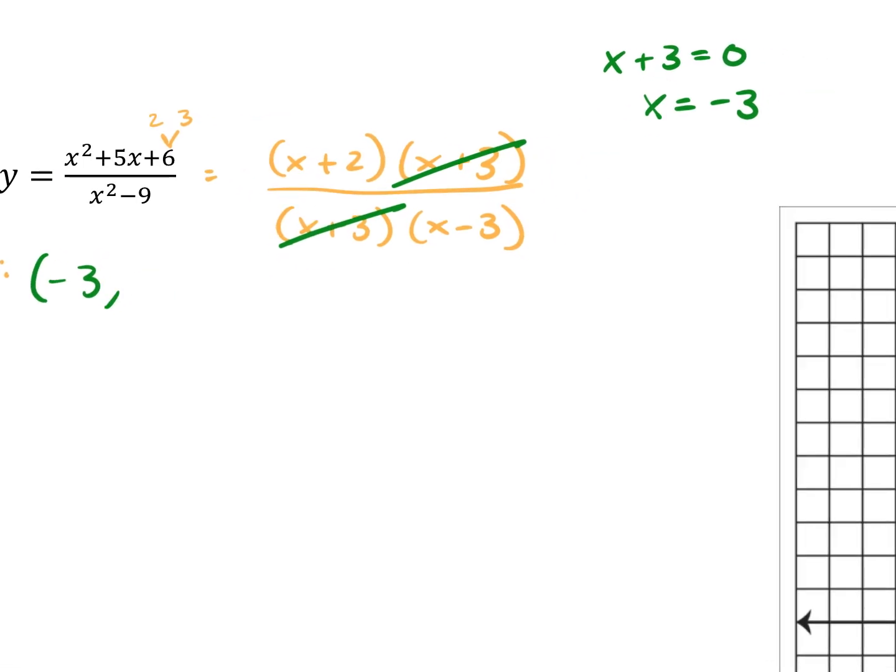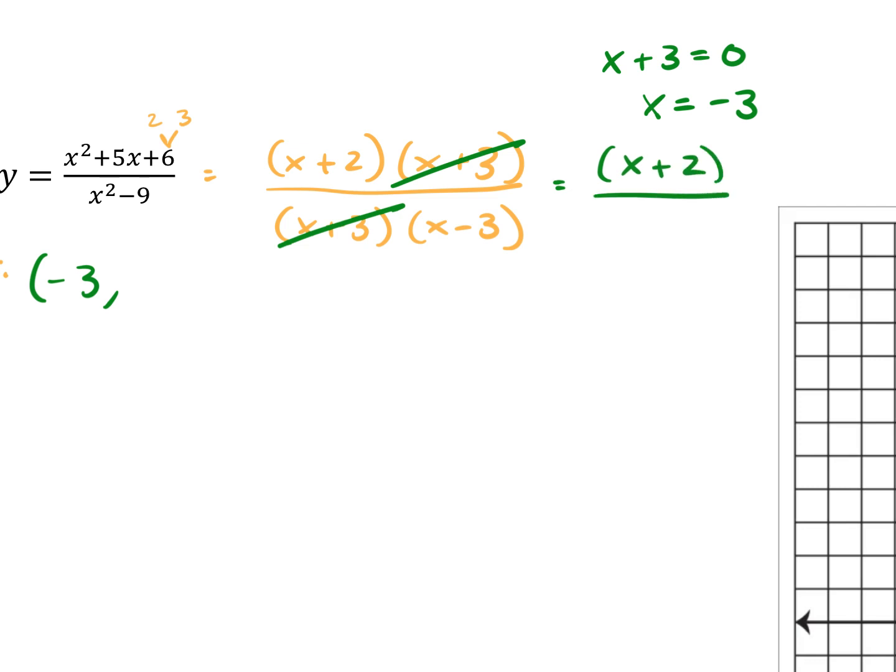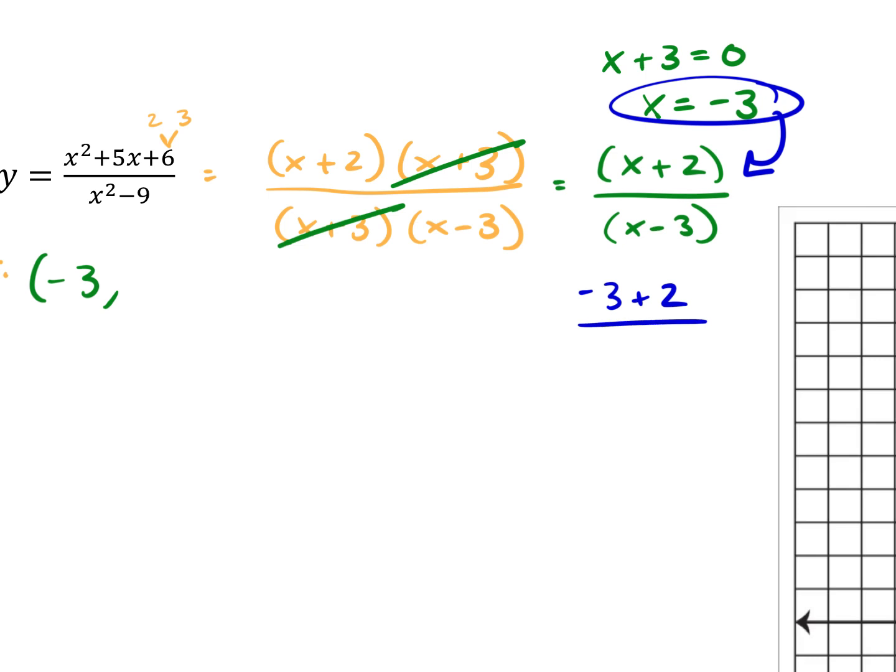How do I find the y? We plug it into the simplified version. So on top, I have x plus 2, and on the bottom, I have x minus 3. So I'm going to plug this in to the simplified version. So we've got negative 3 plus 2 over negative 3 minus 3. So this would be negative 1 over negative 6, which would be 1/6.